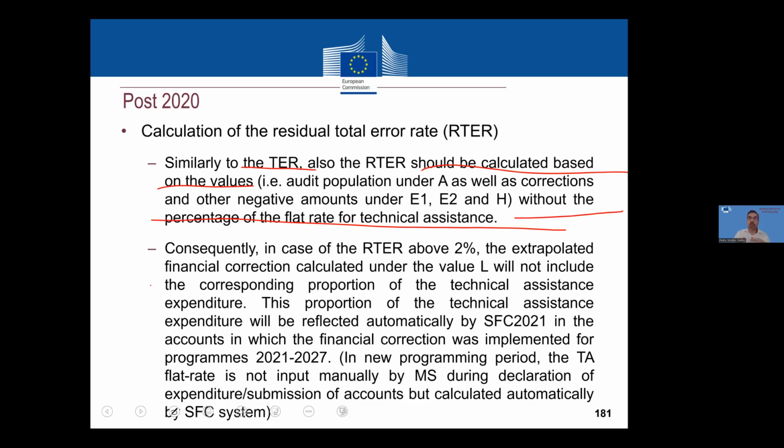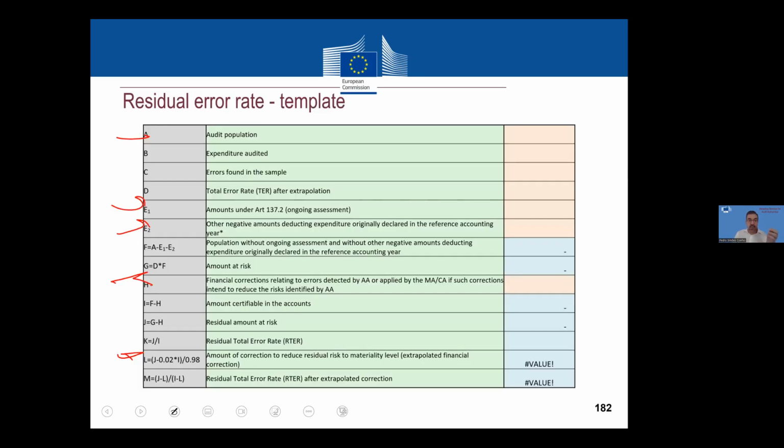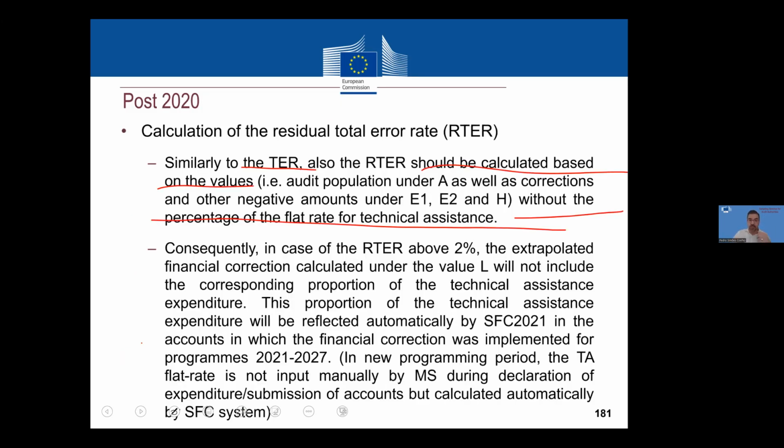If the residual error rate in line K is still above 2%, then the template will calculate under line L the amount of financial correction that is needed to bring the residual error rate to below 2%. This correction in line L, of course, based on what we have said, does not include the proportion of technical assistance expenditure.